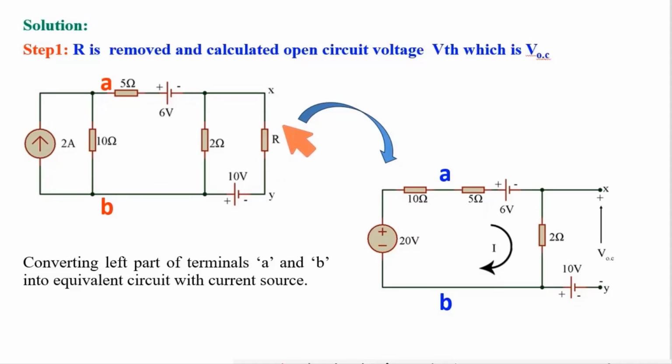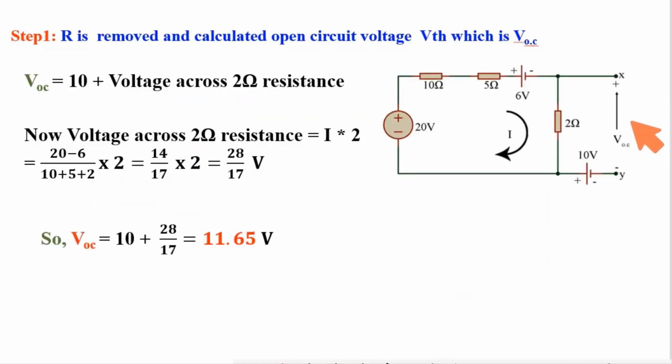To find out VTH, I need to open this one. So I have opened this one. Now the open circuit voltage here is the actual VTH. What I did, I just converted this circuit into a voltage source and resistance. The rest of the parts are the same. So what is the open circuit voltage here? This open circuit voltage is the voltage across this 2 ohm resistance plus this 10 volt. If I consider this positive, this negative, then positive, negative. So this VOC will be the voltage across this plus 10 volt. Now what is the voltage across this resistance?